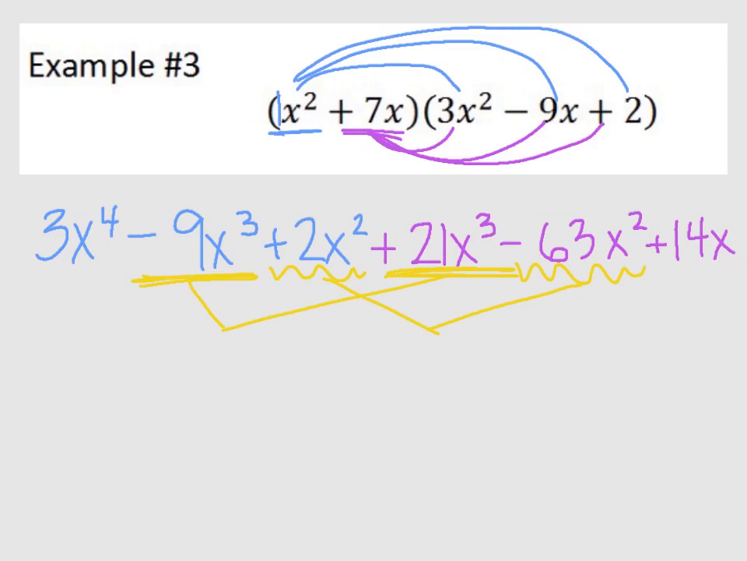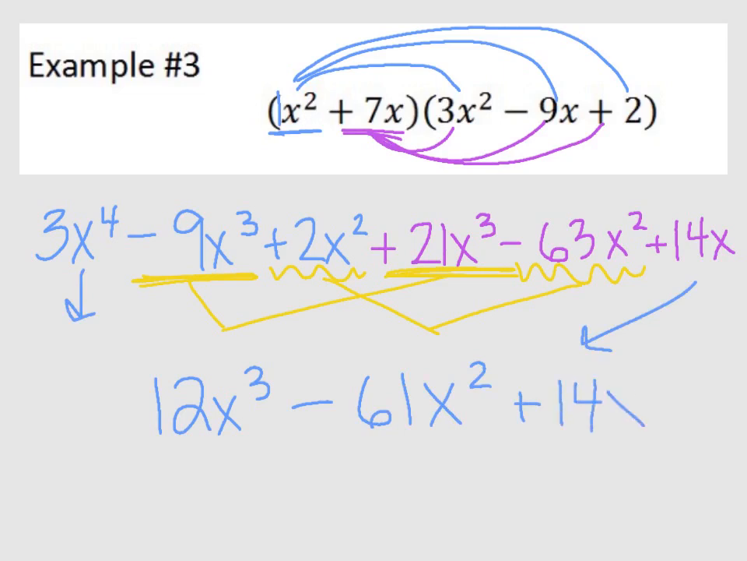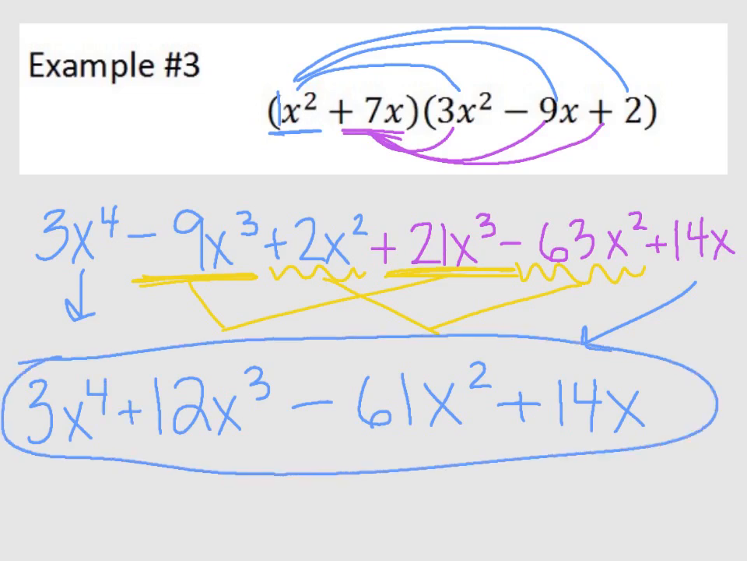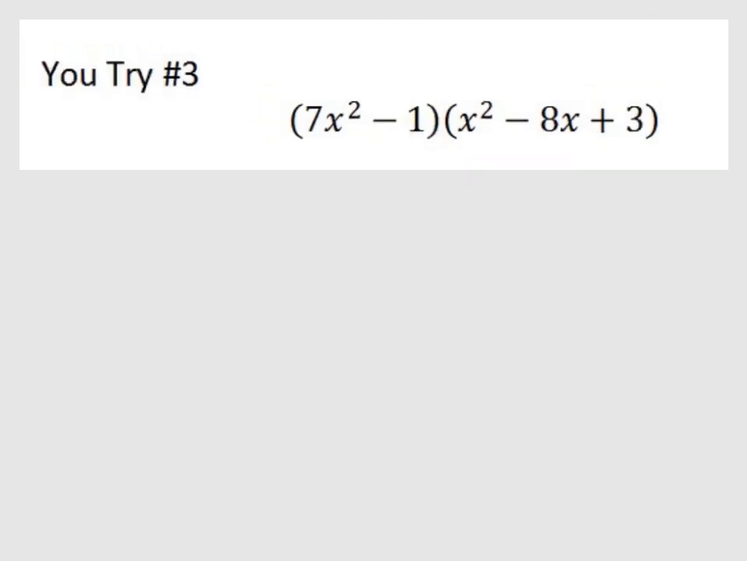So negative 9 plus 21 makes a positive 12x to the power 3. A 2x squared minus 63x squared makes a negative 61x squared. And these two other terms that did not have anybody to match up with are just going to drop down. Make sure my answer's in standard form. Highest exponent to lowest. It is, so there is my final answer. One last you-try question. Again, pause the video. When you're ready to check your answer, start the video again.